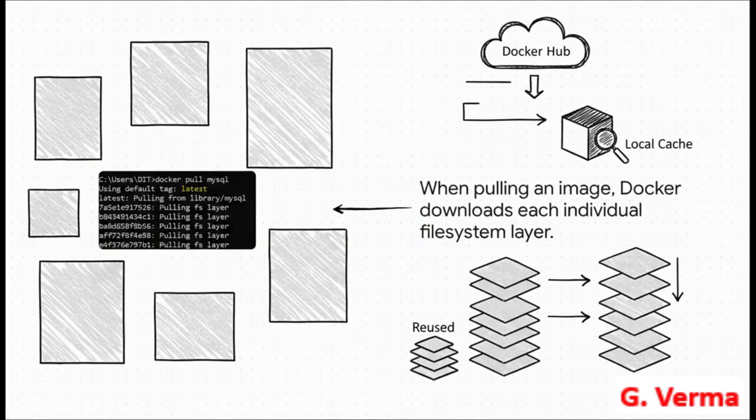And this whole layer thing isn't just some abstract idea. You can actually see it in action. When you pull a bigger image, like MySQL, look at the terminal. You can see Docker downloading each file system layer one by one. And here's the genius part. If you go and download another image that happens to use some of those same base layers, say they're both built on Linux, Docker's smart enough to not download them again. It just reuses the layers it already has. It's incredibly efficient and saves a ton of time and disk space.